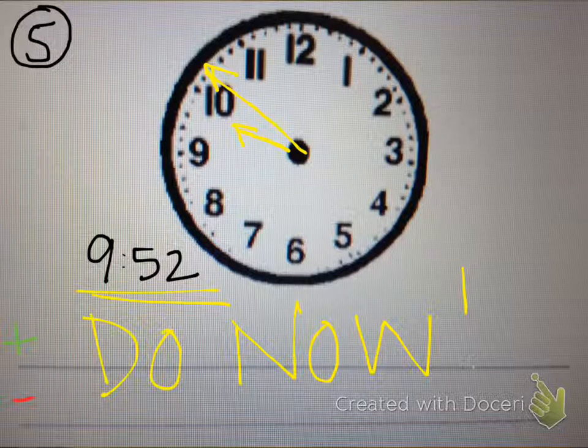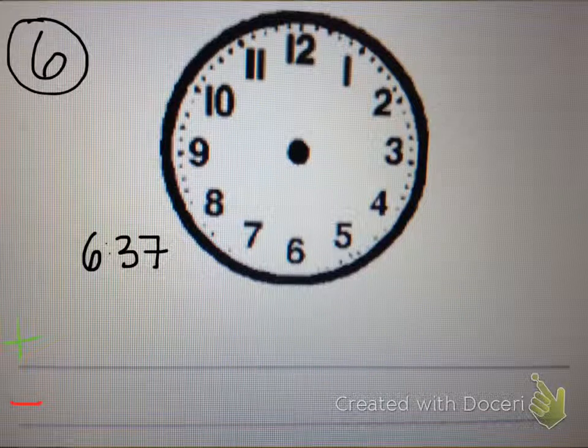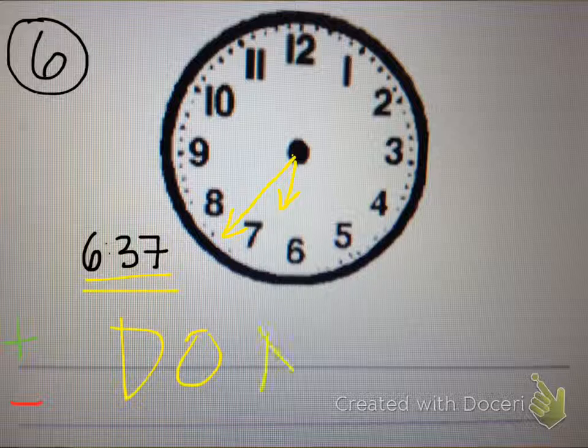Pause if you need to. Okay, for clock 6, I would like you to do 6:37. So it'll look something like that on your clock. Okay, write it down now. And this is the other one I would like you to do for us to check on Monday. All right? Pause now if you need to.